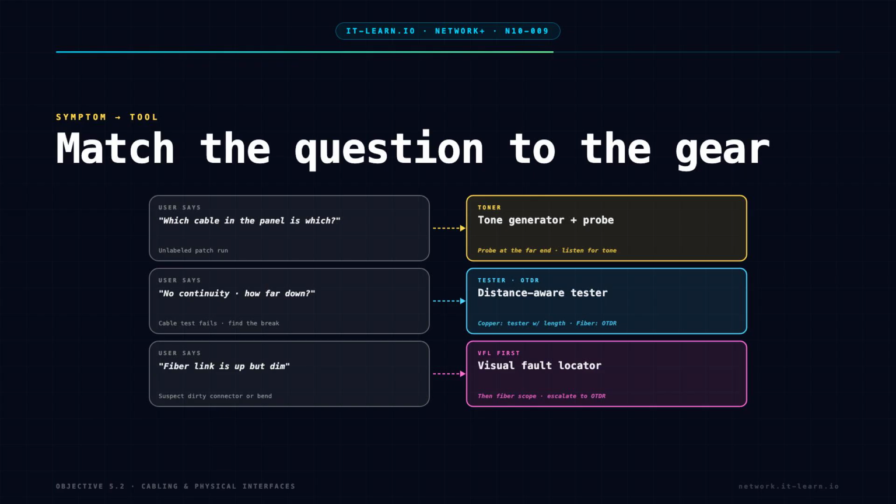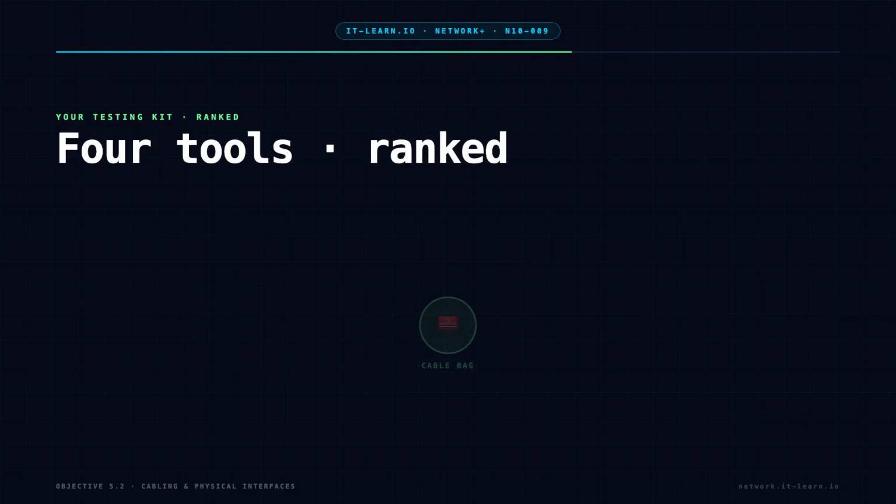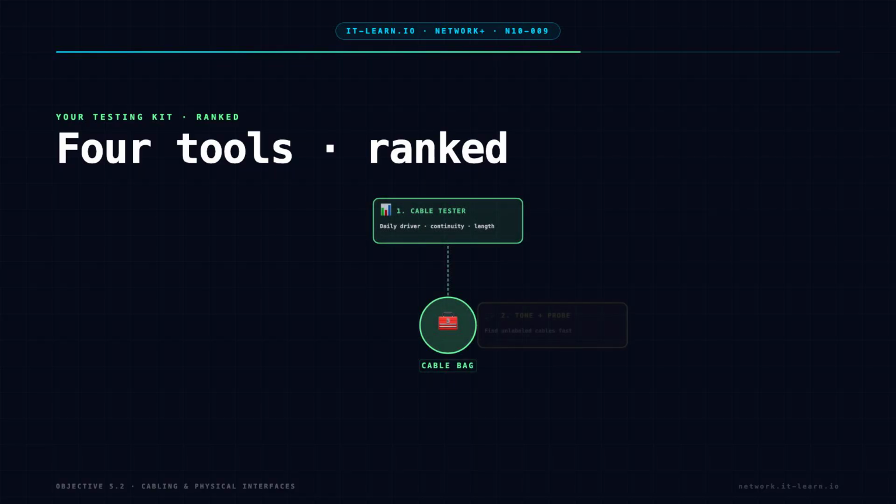4 tools ranked by how often you reach for them. Number 1, cable tester. Continuity, length, basic faults. This is your daily driver, and a decent one is $150. Number 2, tone generator and probe. Finds cables in unlabeled patch panels. Costs nothing relative to the time it saves.